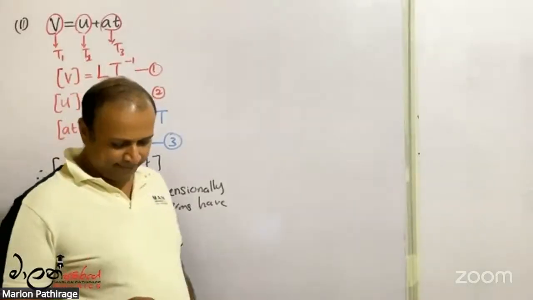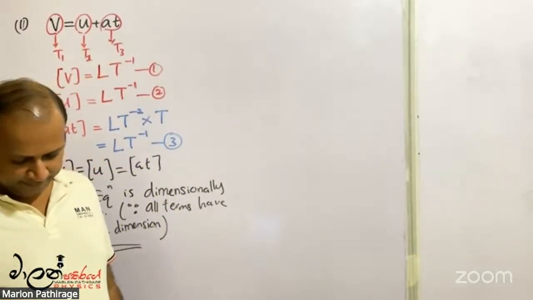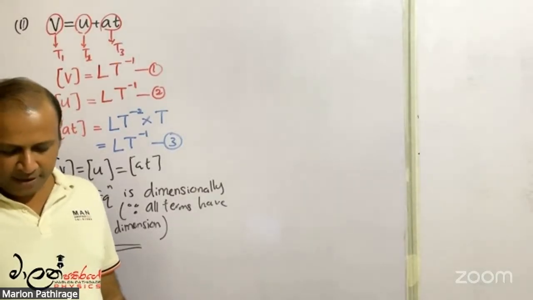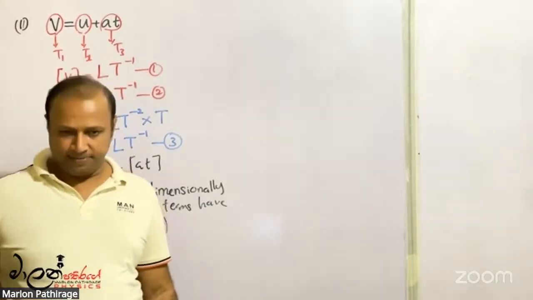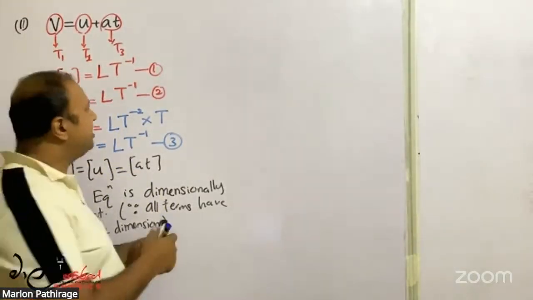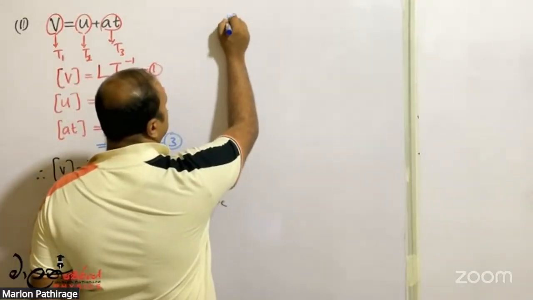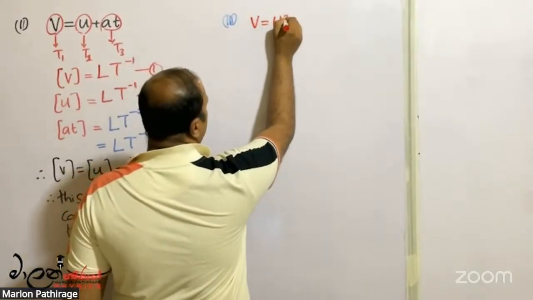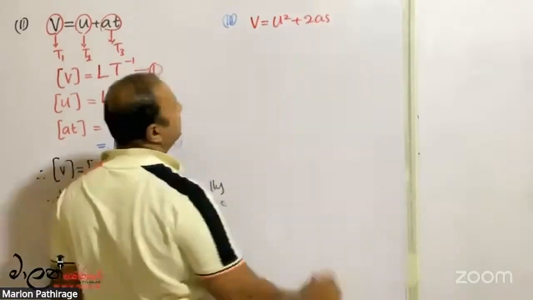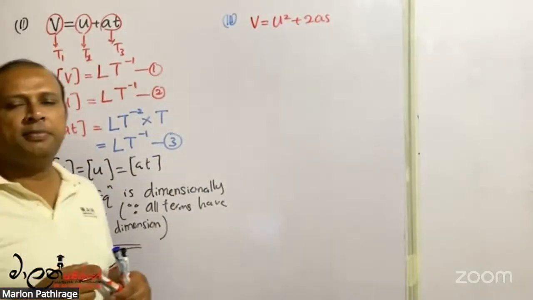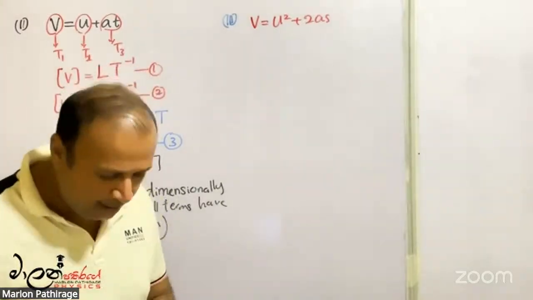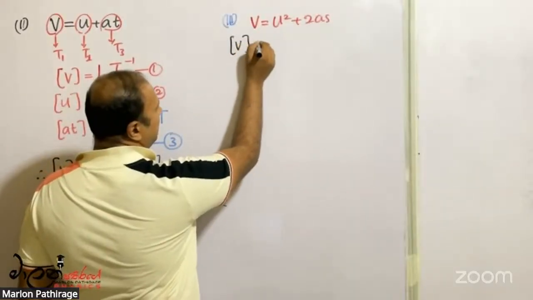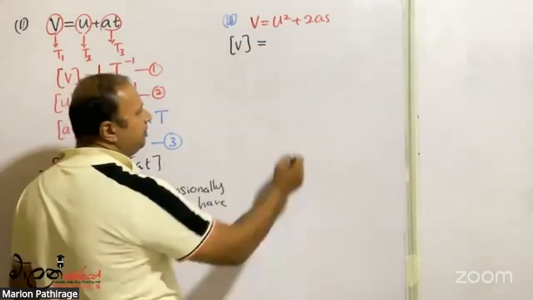Third one: V equal U square plus 2AS. So you have to determine the dimensions of each term separately. First, the dimension of V. That is a velocity, which is LT minus 1.